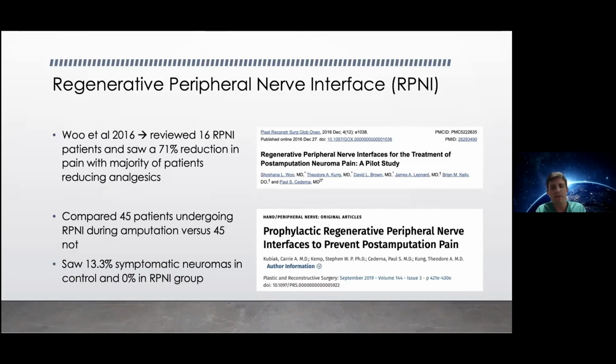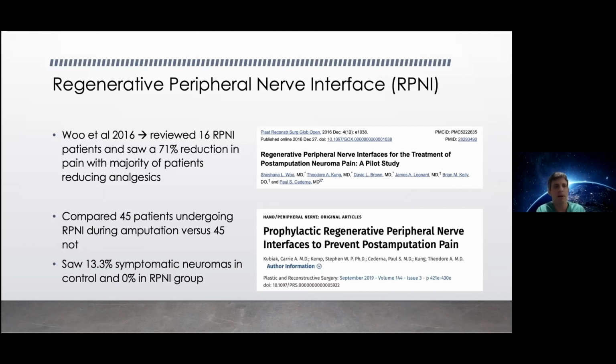In the patients who did not undergo RPNI at the time of amputation, they saw 13% of these patients forming a symptomatic neuroma, and I believe they followed them for 2 or 3 years. In the RPNI group, they saw 0 symptomatic neuromas form. So there's something about putting the nerve into muscle, giving it a target, that prevents this neuroma formation. And it's an exciting thing for people who are involved in taking care of amputees, because these patients are really encumbered by this neuropathic pain.